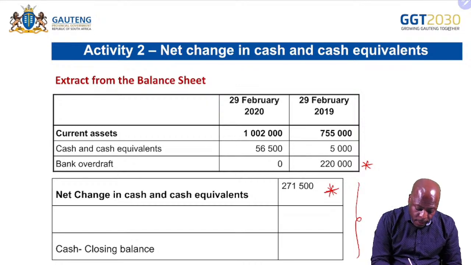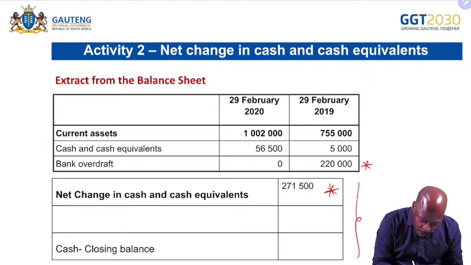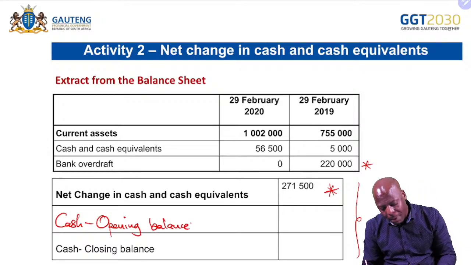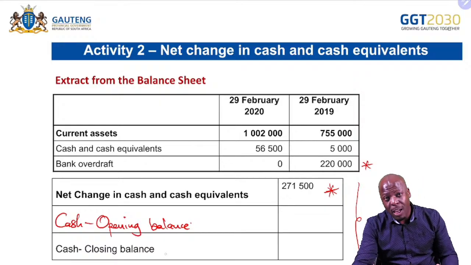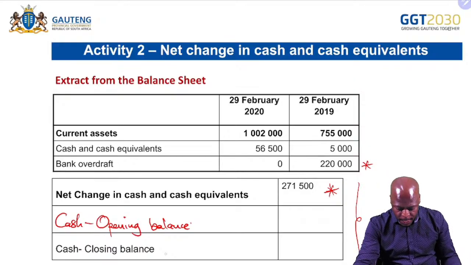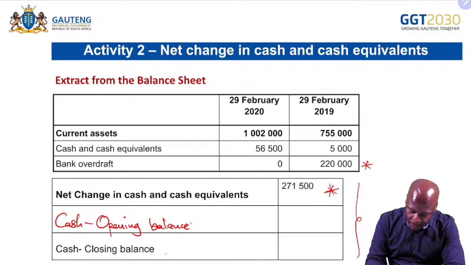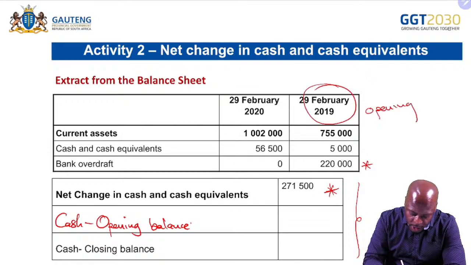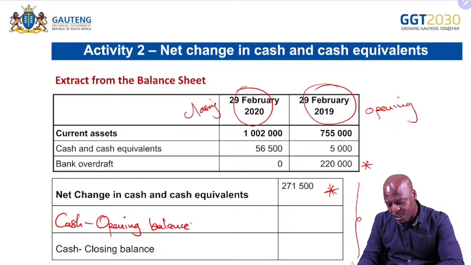Now, after my net change in cash and cash equivalents, I must have cash. Here I'm going to have my cash, and I'm going to say opening balance. And here is my cash closing balance. Okay, you see others will say cash and cash equivalents at the beginning, and also cash and cash equivalents at the end. Now, if I come here, which one is my beginning? It is my 2019. That becomes my opening. And my 2020 becomes my closing.